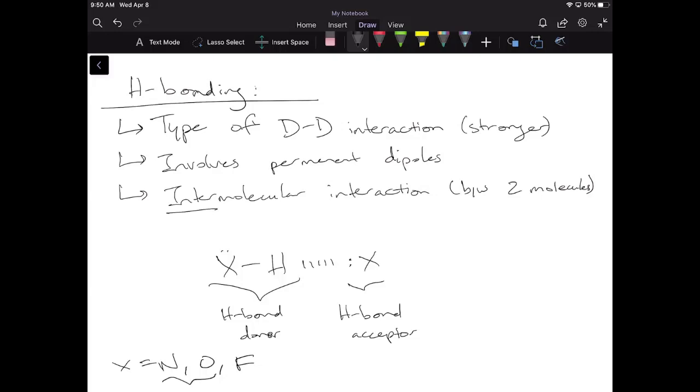The electronegative atom that the hydrogen is directly connected to is the H bond donor. The thing that's donating electron pairs to the partially positive hydrogen is the H bond acceptor, and you need those electron pairs. So again, you need the hydrogen, you need that hydrogen directly connected to the electronegative atom, and then you need an H bond acceptor, which also has a lone pair so that it can donate electron density.